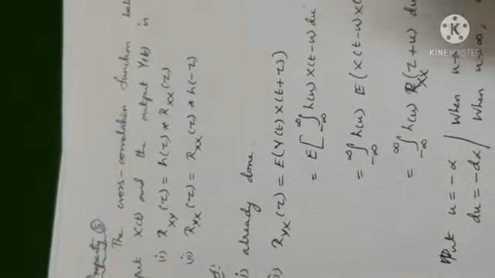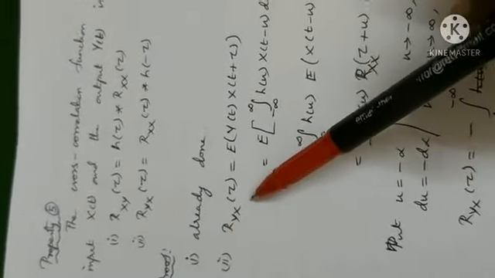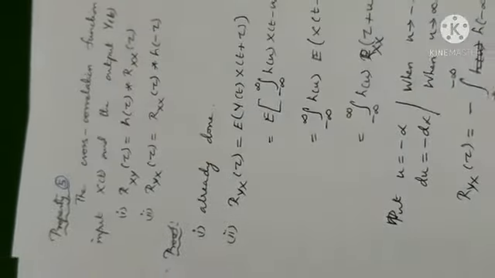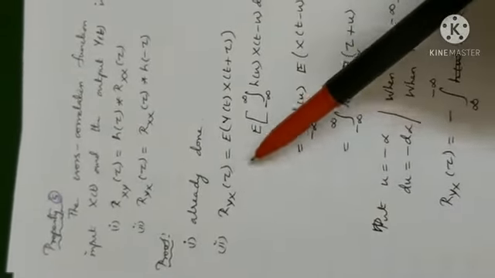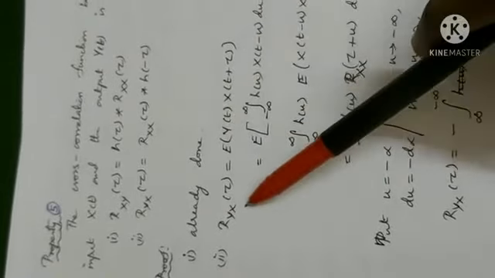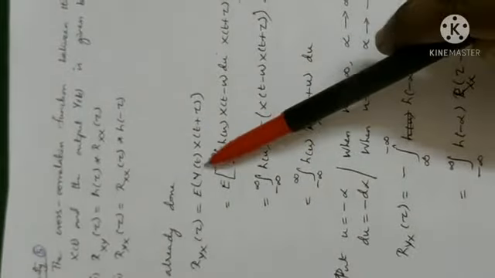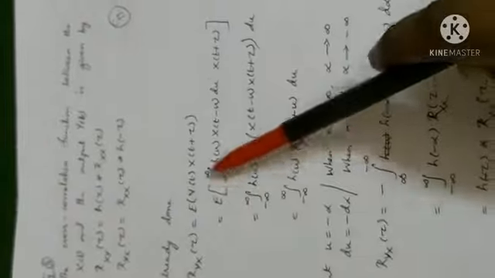Next comes one more property, okay? The proof is similar to the proof we proved earlier. Prove these two, okay? To prove the first one, take r xy of tau. Take r y. The first one is already done, in one of the properties we have done. Let us prove the second one, r yx of tau, which is the expectation of y of t into x of t plus tau, or y of t1 into x of t2. If you want, you can take y of t1 x of t2, or y of t x of t plus tau. And we know what y of t is, the relationship between input and output, right?